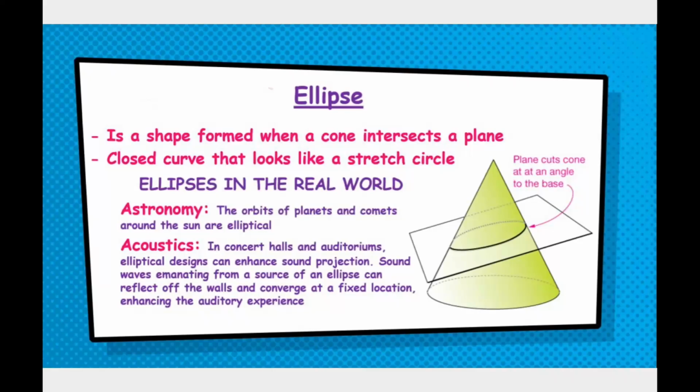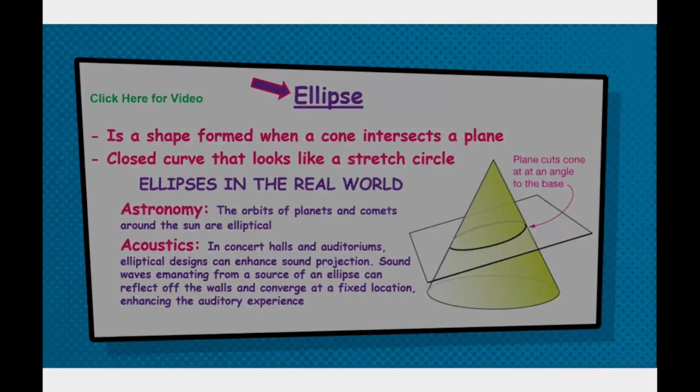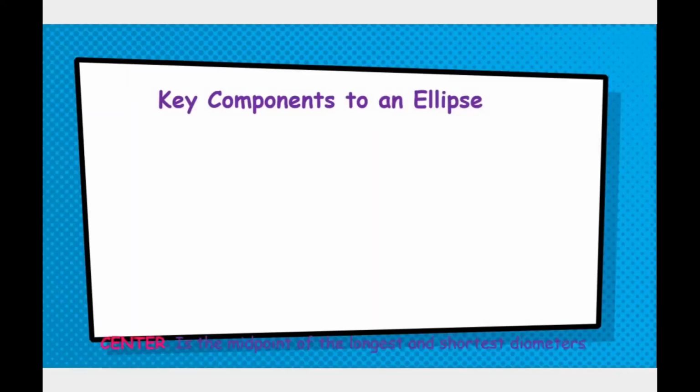Acoustics, this is really interesting. I have a video that if you were in class, I would play it. But in concert halls and auditoriums, elliptical designs can enhance sound projection. Sound waves emanating from a source in an ellipse can reflect off the walls and converge in a fixed location, enhancing the auditory experience. I'm not going to play that video on this video.